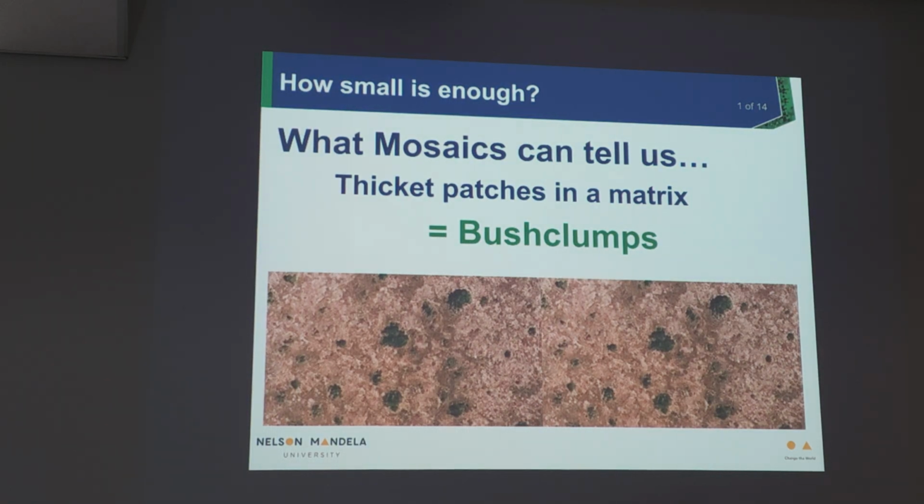What can we learn from mosaics? With a little bit of real thicket, solid thicket is the right word, thrown in. What can we learn in terms of how small a patch of thicket remains viable? I'm using the term bush clumps. I'm just reminding you, as the thicket patches in mosaics.